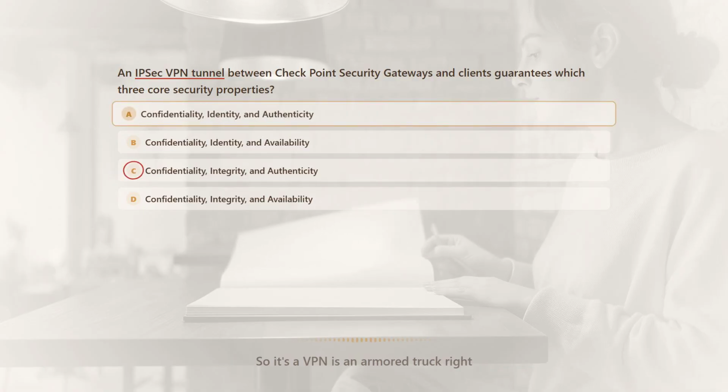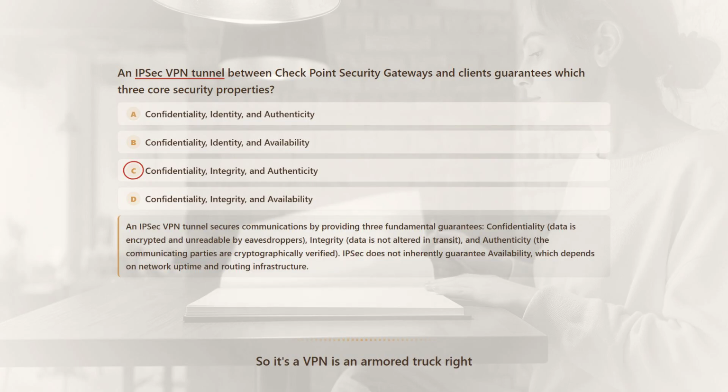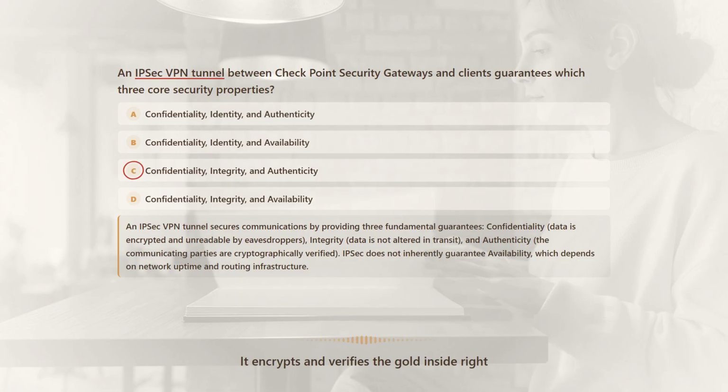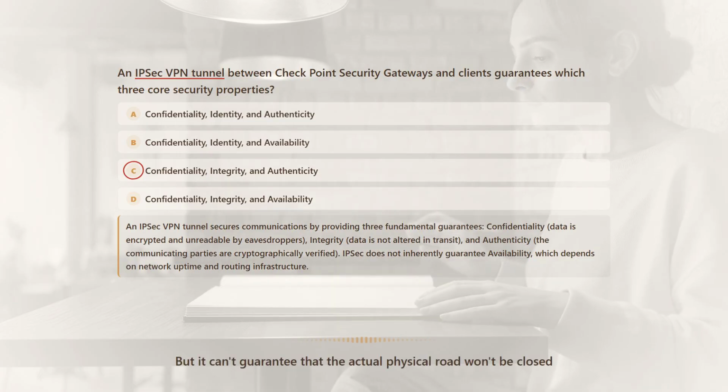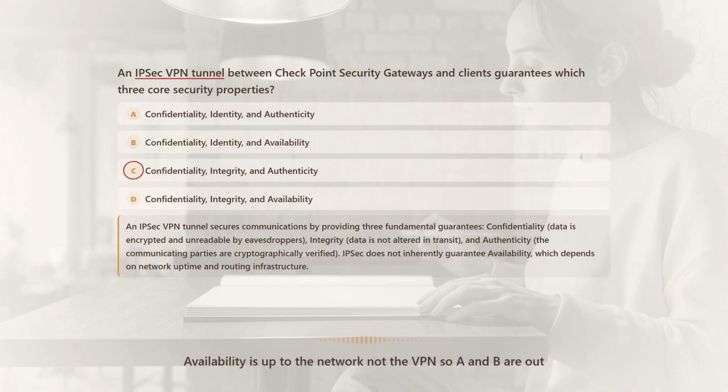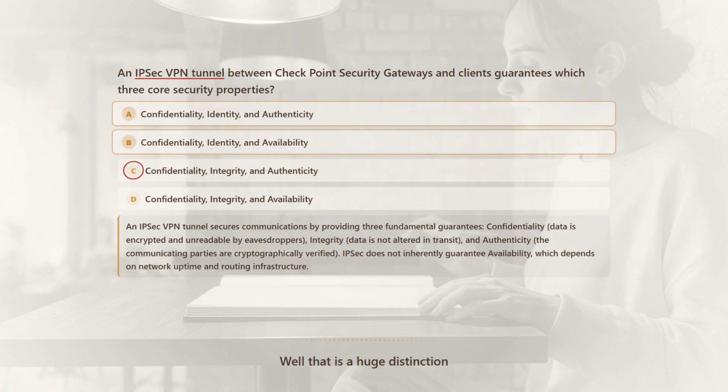Oh, authenticity. So it's like a VPN is an armored truck, right? It encrypts and verifies the gold inside. Right, but it can't guarantee that the actual physical road won't be closed. Exactly. Availability is up to the network, not the VPN. So A and B are out. Well, that is a huge distinction.